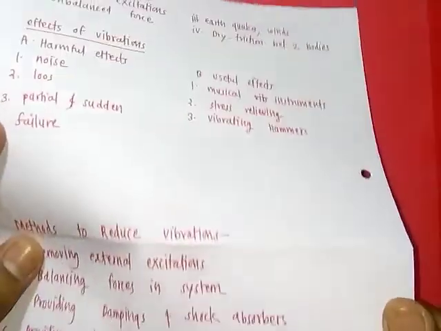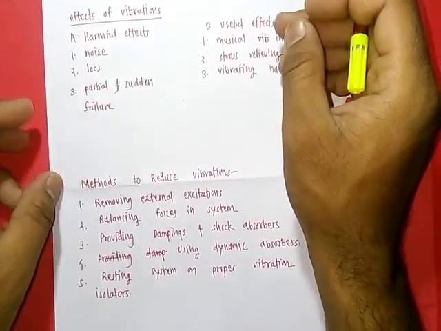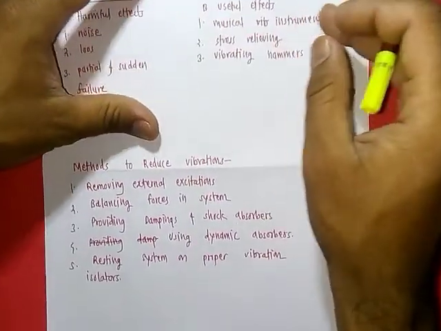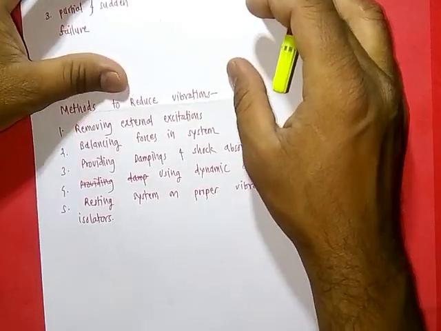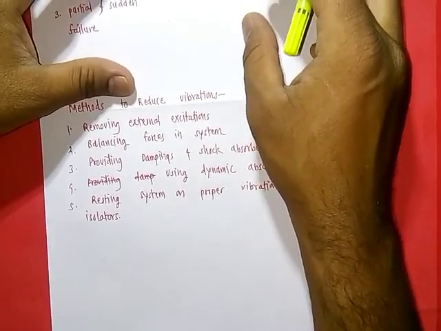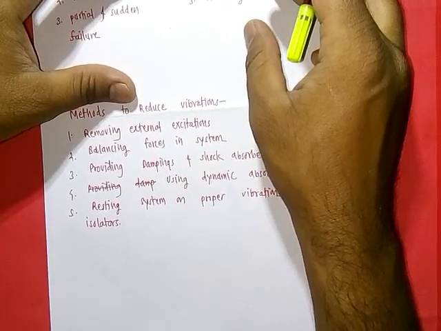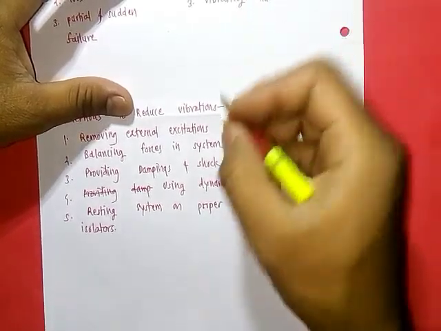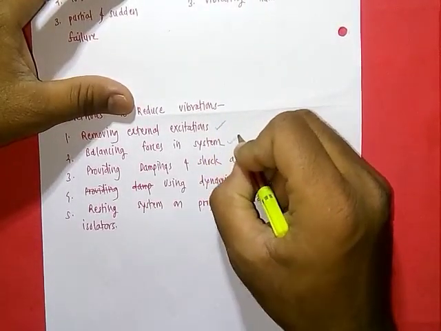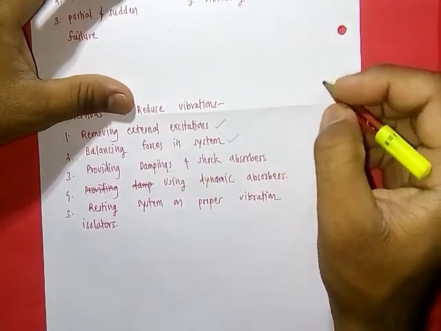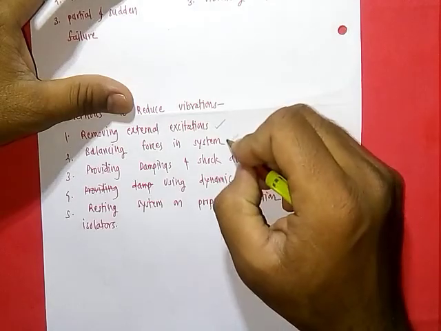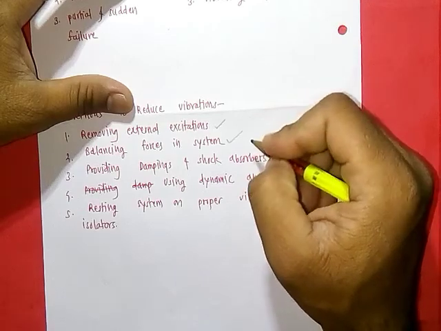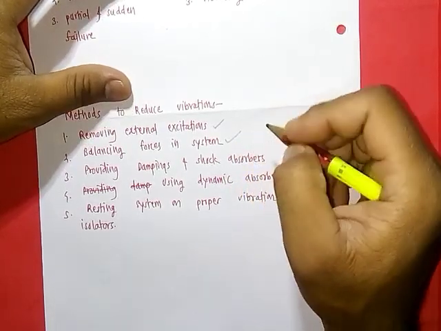When vibrations are harmful, then we have to reduce them. What are the ways of reducing vibrations? First method is to remove the external cause responsible for vibration. Then our body or system becomes stable. Next method is to balance forces in the system. If there is any imbalance in the system, then we have to remove or balance that unbalanced mass, so that the system becomes balanced and vibrations are removed.